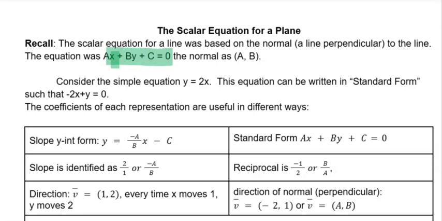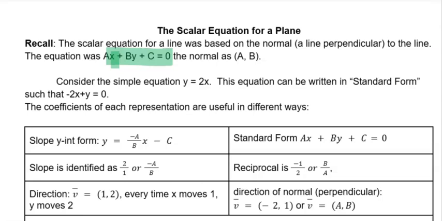Maybe called it the standard equation of a line. It's also called the scalar equation of a line. And the normal, which is the perpendicular line, is line AB. So consider the simple equation y equals 2x. This equation can be written in standard form, such that negative 2x plus y equals 0.